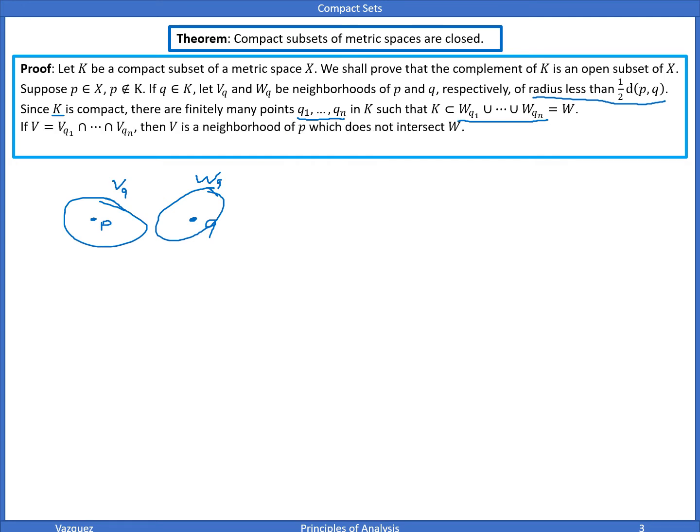Well then, if V is equal to the intersection of all these open sets V sub Q1 all the way to V sub Qn, then V is a neighborhood of P which doesn't intersect the union of all those W sub Q1 to W sub Qn, or W. Therefore, V is contained in the complement of K. So P is an interior point of the complement of K, thus showing that compact subsets of metric spaces are closed.